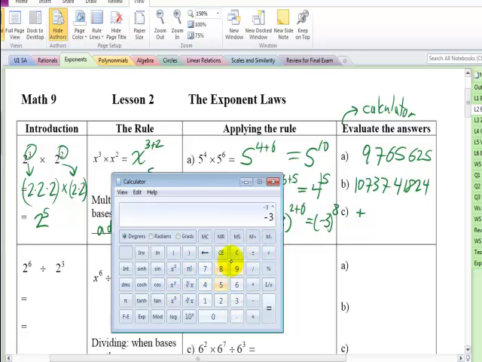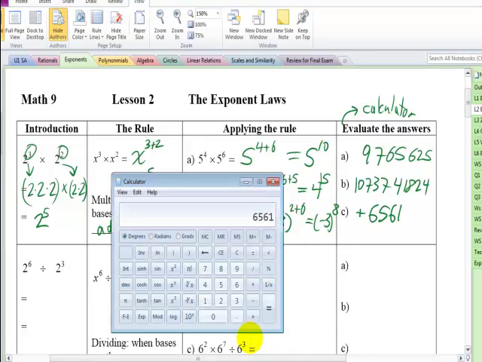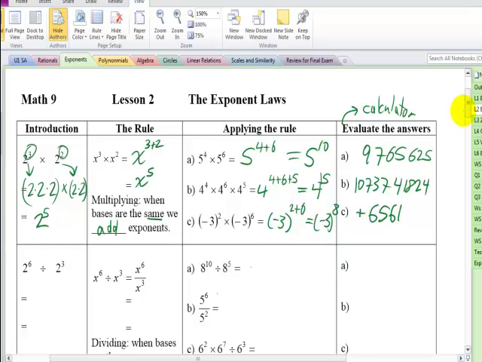Do it on your calculator. Don't look at mine. 6561. Did I need to write a positive sign in front? No. But I did that just so that I could then check. Okay. Now on my calculator, I don't even have to enter a negative 3. In fact, I should actually enter just a positive 3. We'll talk more about that in a couple classes.